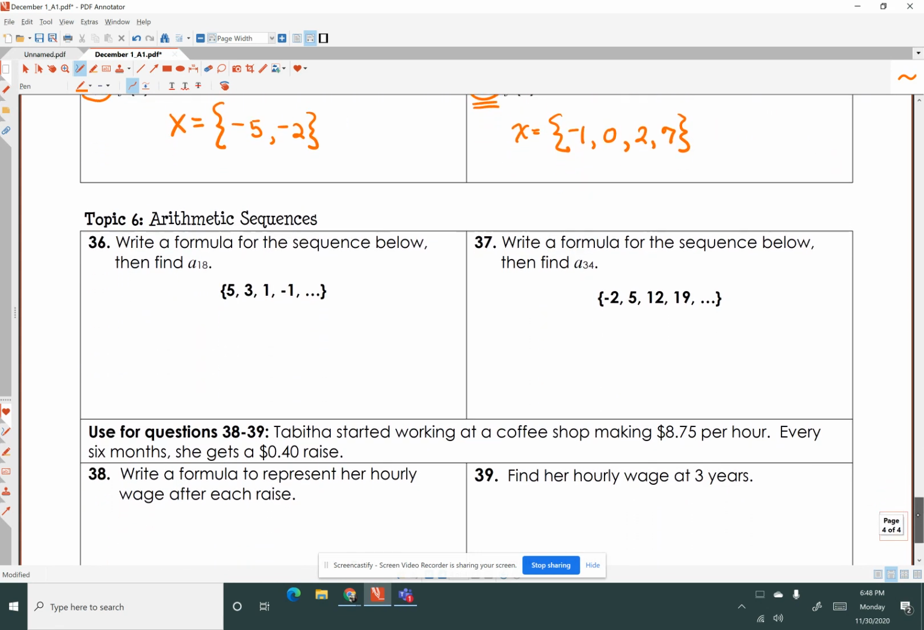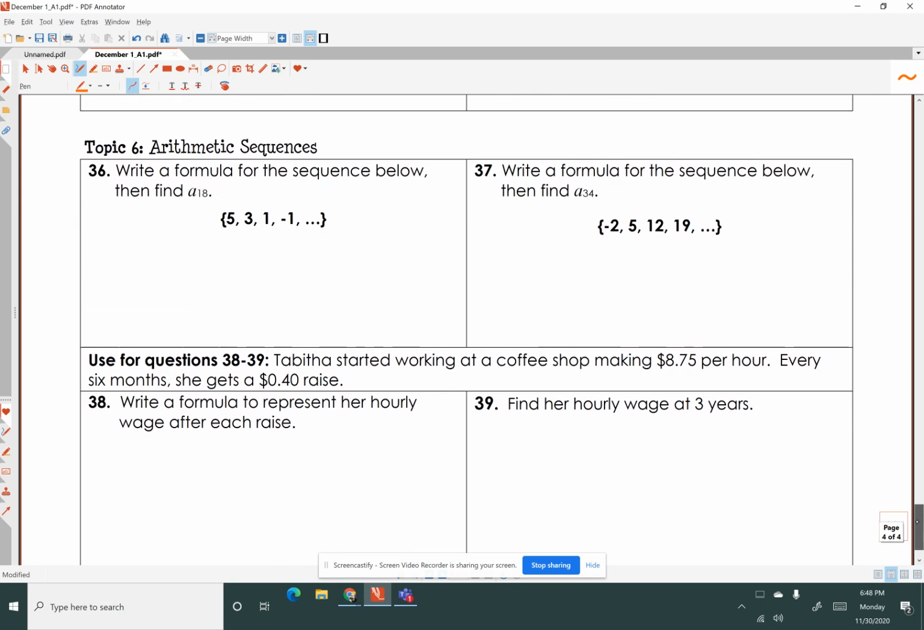And just a few more problems here. This is our arithmetic sequences. So we're asked to write a formula, number 36, for the sequence below, then find A18. So we need to figure out D and A1. Okay, let's actually write the formula.